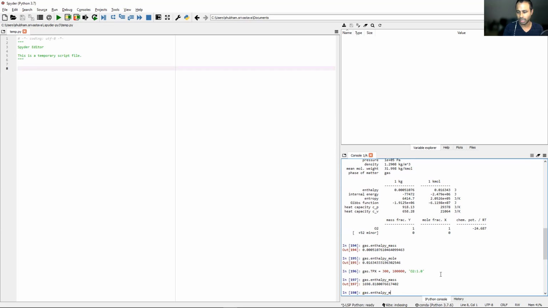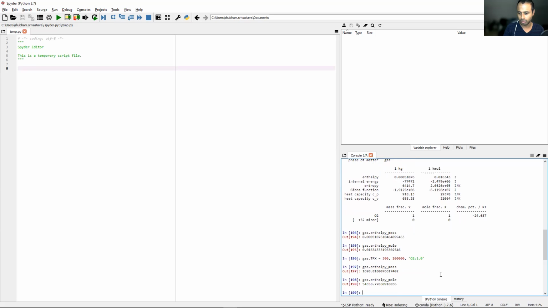Similarly, if I look at it on a molar basis, that's joules per kilomole, sorry, per kilomole of enthalpy of oxygen at 300 Kelvin and 10 to the power 5 Pascal pressure.